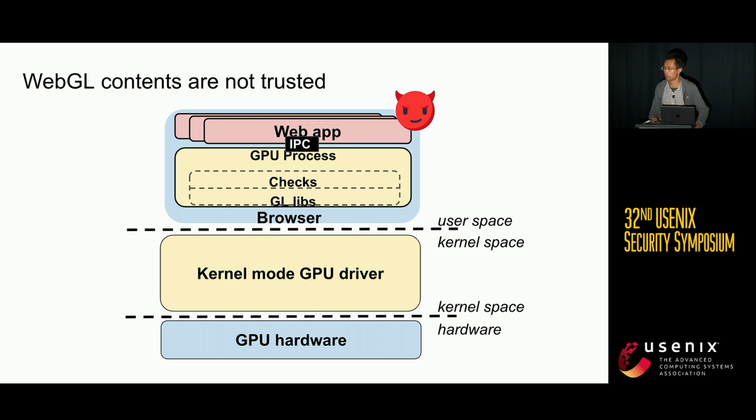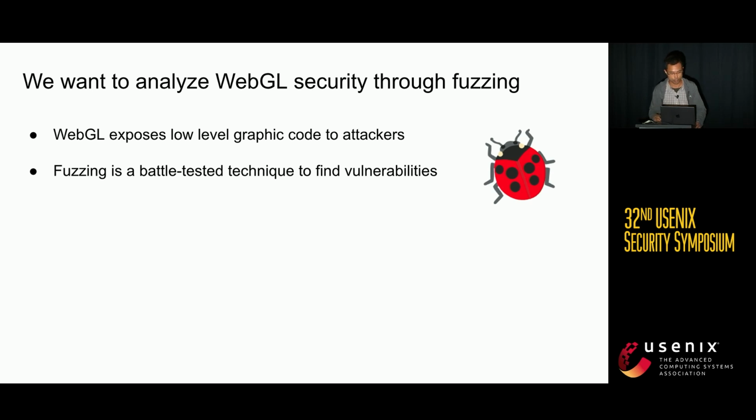If the web app wants to use WebGL, it will issue an IPC call into the GPU process. Then this GPU process will perform heavy security checks. Once the WebGL API call passes the security check, it will be forwarded to the GL library, and the GL library will issue syscalls to the driver. WebGL exposes low-level graphics libraries and the GPU driver in kernel mode to attackers.